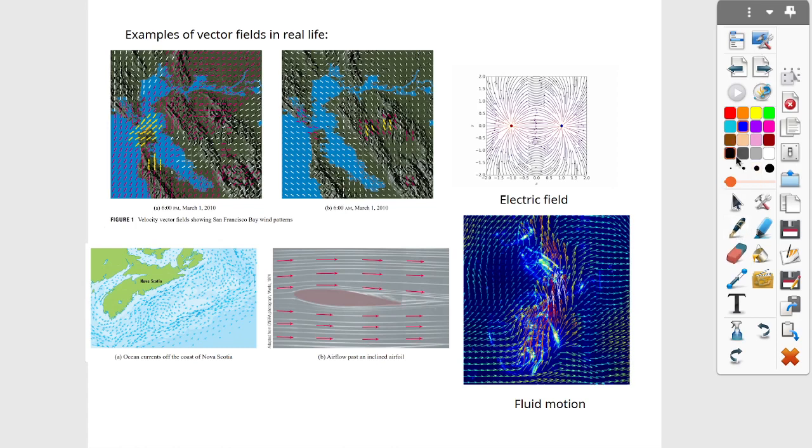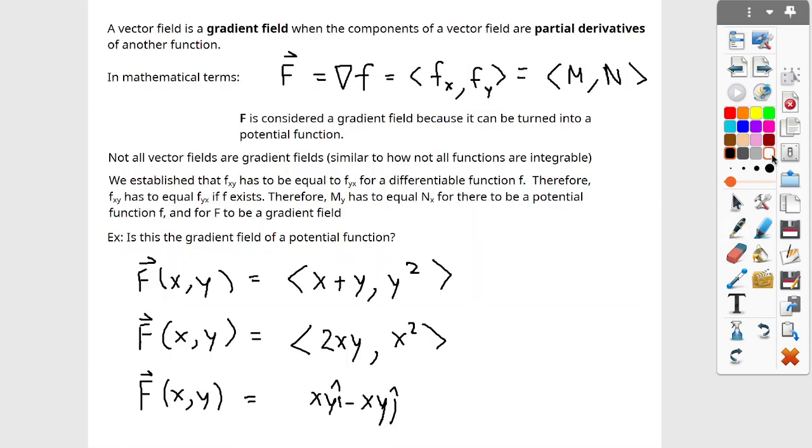So these are some examples of vector fields in real life. Very useful for stuff like electricity, wind patterns, weather patterns, ocean currents, airflow past objects to minimize drag and stuff like that. Fluid motion, when fluid moves through a pipe, you can model its velocity. So those are some vector fields in real life that you will see.